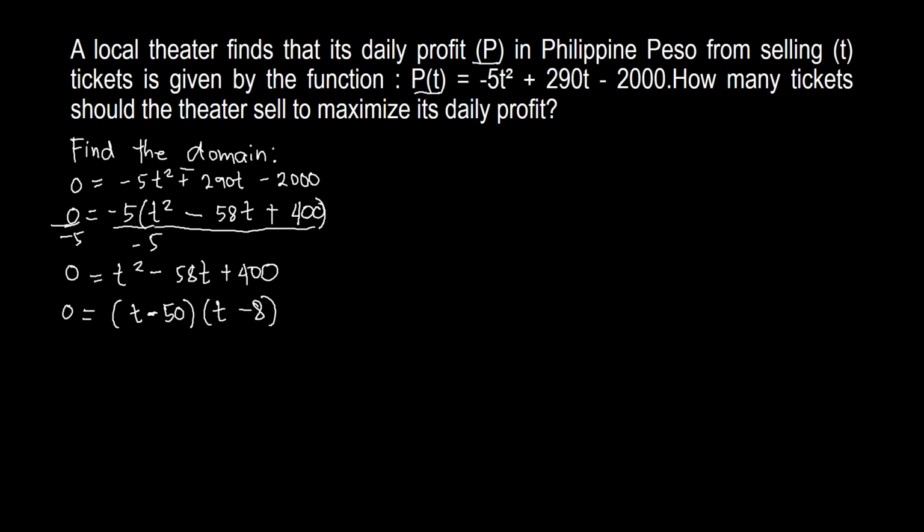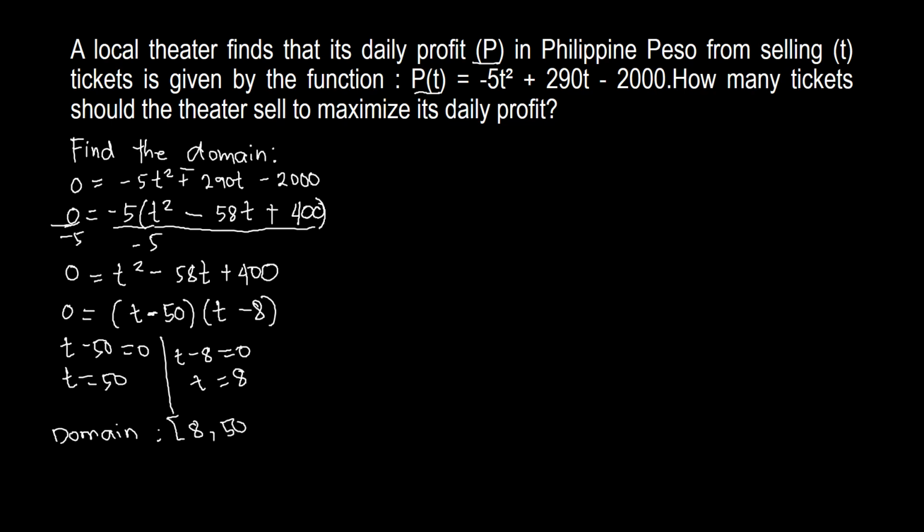So we are going to equate each of the factors to 0 to solve for t. So t minus 50 equal to 0. The other factor there is t minus 8 equal to 0. Our t here is equal to 50, while the other t is equal to 8. So identifying now the domain, our domain here is going to be starting off from 8 until 50. That will be the possible values of our t.